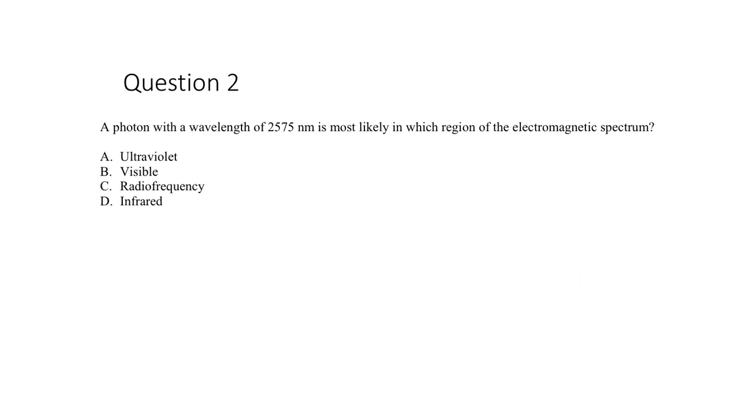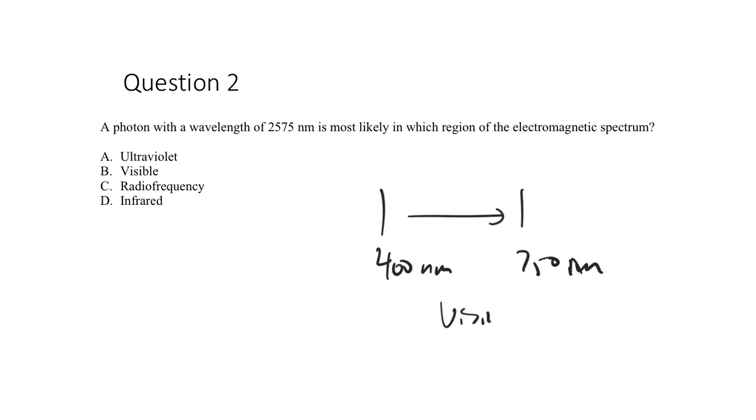So we have a photon with a wavelength of 2575 nanometers. And what region of the electromagnetic spectrum does this radiation fall into? Well, here's what I hope we know. I hope we know that the 400 nanometer to 750 nanometer region is the visible. Then the region shorter in wavelength than this is the ultraviolet, even shorter is X-ray, even shorter is gamma ray.